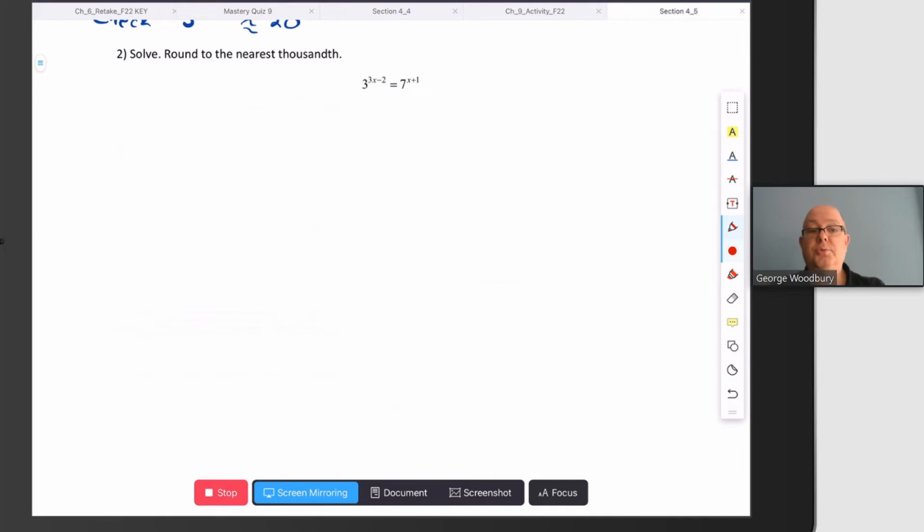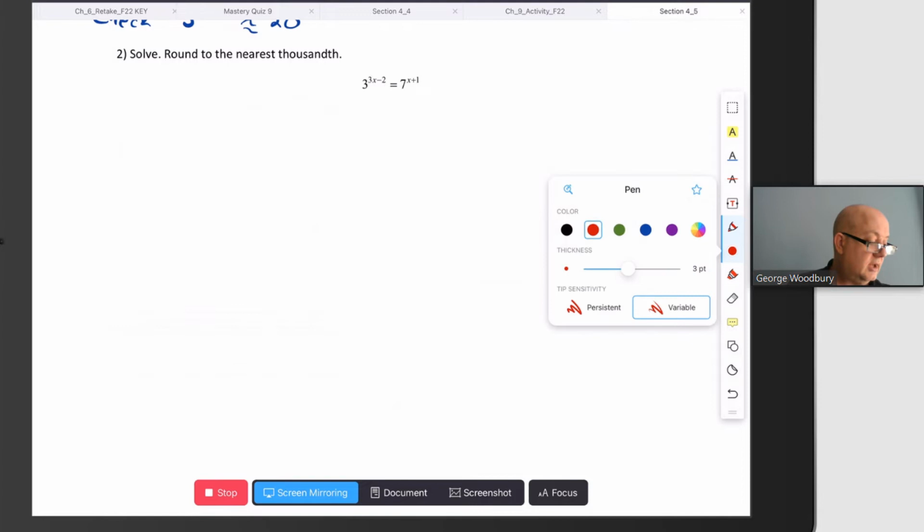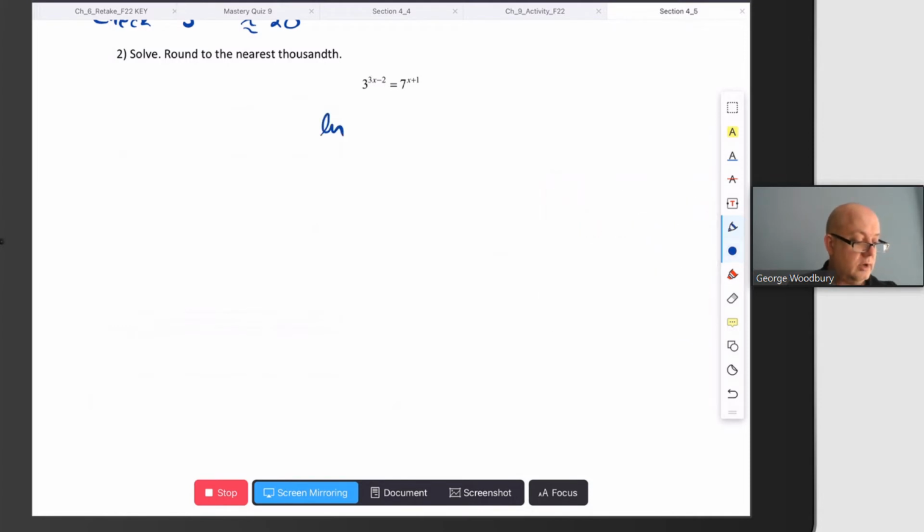What makes problem 2 more challenging is that we have x, the variable, in exponents on both sides of the equation. And so this one would be tough to rewrite in logarithmic form. However, we can solve it by taking the logarithm of both sides. So we've got 3 to the 3x minus 2 equals 7 to the x plus 1 power. And so I'm going to take the logarithm of both sides. Natural log of 3 to the 3x minus 2 power equals natural log of 7 to the x plus 1 power.